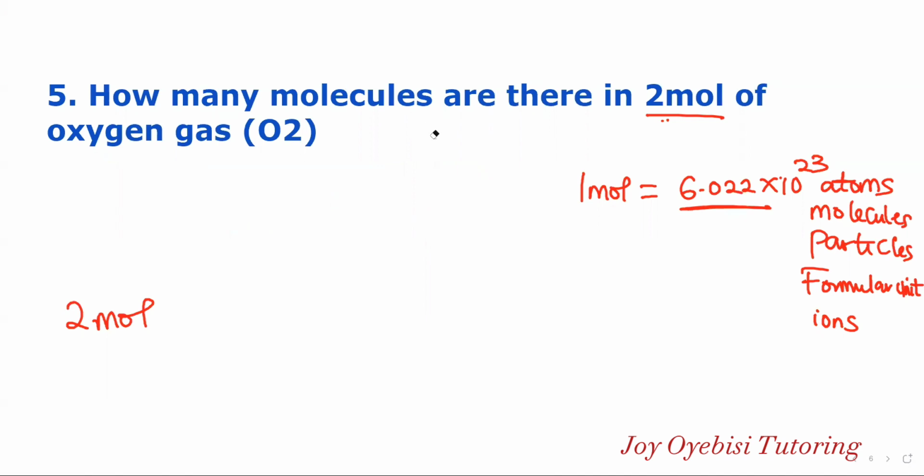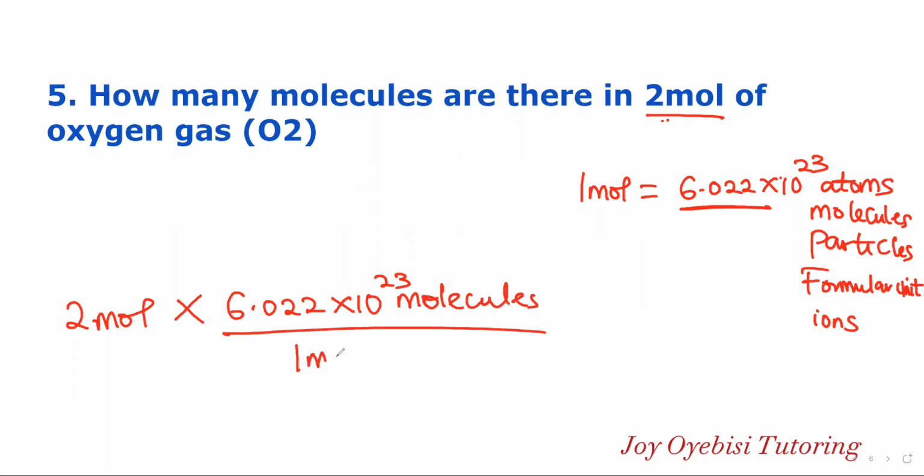You have 2 moles. Multiply that by Avogadro's number. Remember, whatever you're looking for stays on top. So you will have 6.022 times 10 raised to the power of 23 molecules, all over 1 mole. You see how that works? If what we are looking for was moles and they gave you molecules, it's going to be the other way around. The mole then stays on top while the Avogadro's number is under.